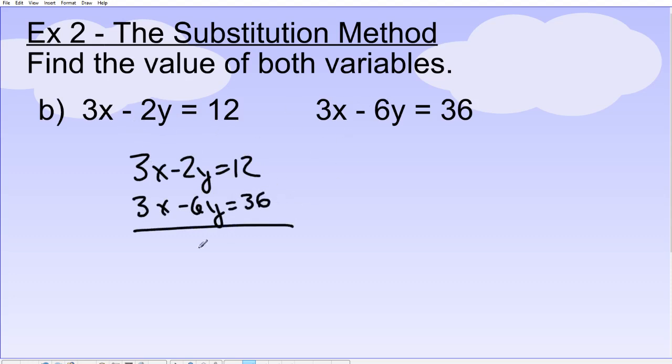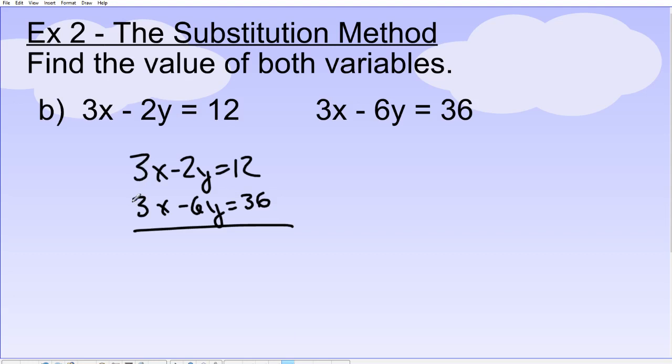Top one, bottom one. My equations are already set up the same. X's and y's and constants. They're both in standard form. My x's have the same number in front. That's awesome. The problem is, the only small thing that is different is they both are positive. I want one to be positive and one to be negative so that when I add them, they cancel out.